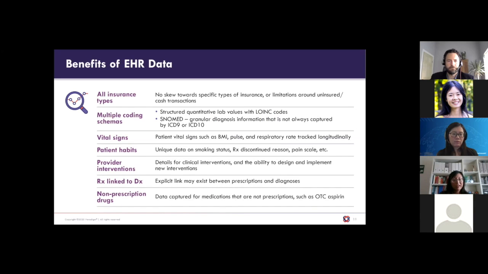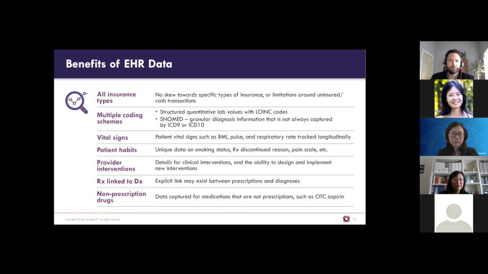Okay, so I'd like to highlight some benefits and limitations of EHR data. Unlike the most common and available source of real-world data, which are claims, EHRs capture data for all patients, regardless of their health insurance or whether or not they have insurance at all. While EHRs leverage standard coding systems, they usually have the capability to capture more types, such as ICDs as well as SNOMED codes, than claims.